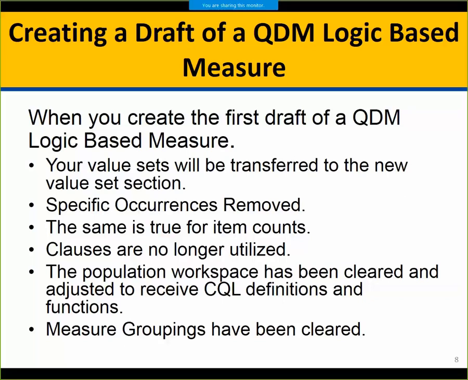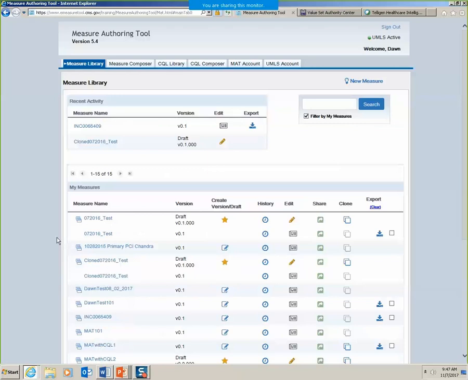As the clauses are no longer used, and the populations no longer contain logical operators, the population workspace has been cleared and adjusted to receive CQL definitions and functions. And as the populations are cleared, we also need to clear the measure groupings. Again, all of these changes are to set up your measure to be able to use CQL to express your logic. So let's make a draft of a previously written measure and take a look at the rest of the system.